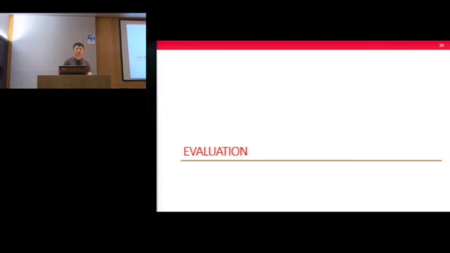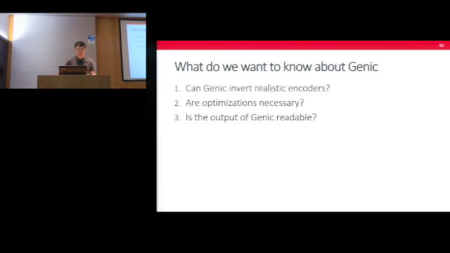Now we know how to invert programs, and we build a tool Genic to invert programs. The last question: what is the performance of our method? There are 3 things we may want to know about Genic. First, can Genic invert realistic encoders and decoders? Second, are the optimizations we introduce necessary? And the third question, is the output of Genic readable?